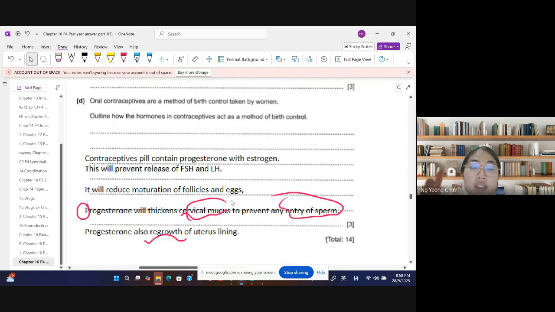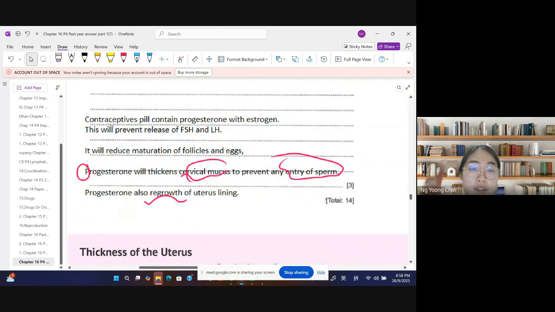And then, how do hormones in the contraceptive pill act as birth control? The contraceptive pill contains either progesterone or progesterone mixed with estrogen, so it helps to inhibit the secretion of FSH and LH. This will prevent the formation of new follicles, or reduce the maturation of follicles and eggs. It means the follicle itself cannot mature and become a Graafian follicle.